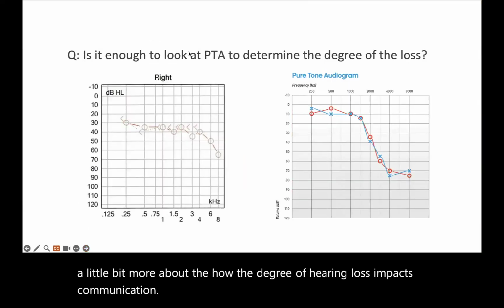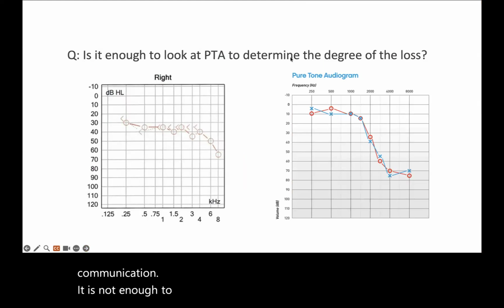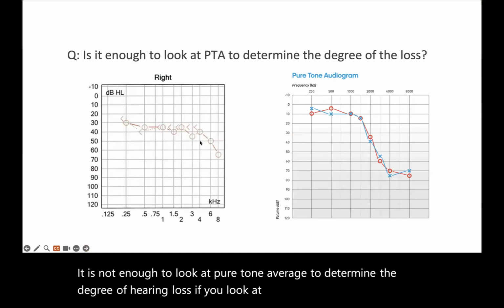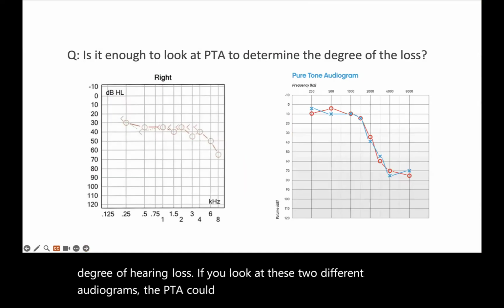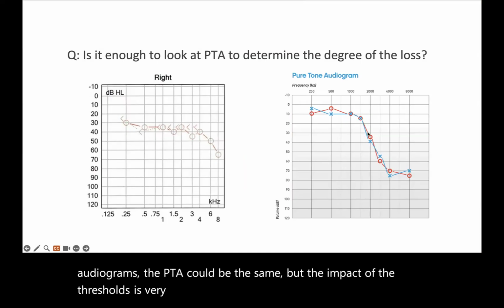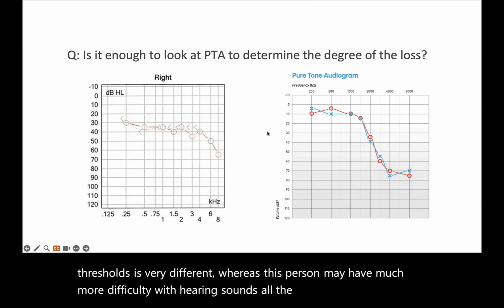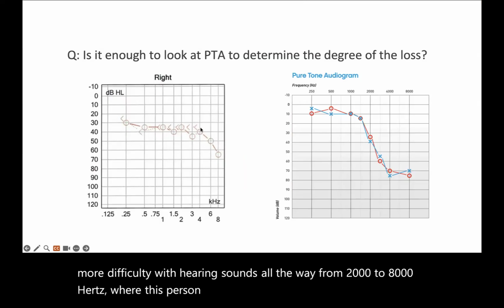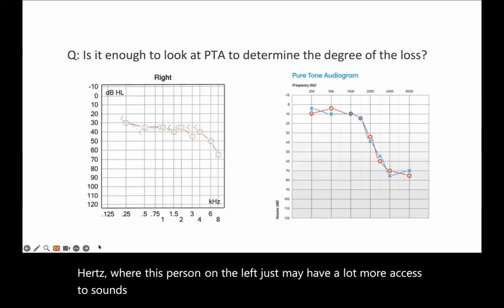It is not enough to look at pure tone average to determine the degree of hearing loss. If you look at these two different audiograms, the PTA could be the same, but the impact of the thresholds is very different. Whereas this person may have much more difficulty with hearing sounds all the way from 2000 to 8000 hertz, this person on the left just may have a lot more access to sounds, except in the very high frequencies.